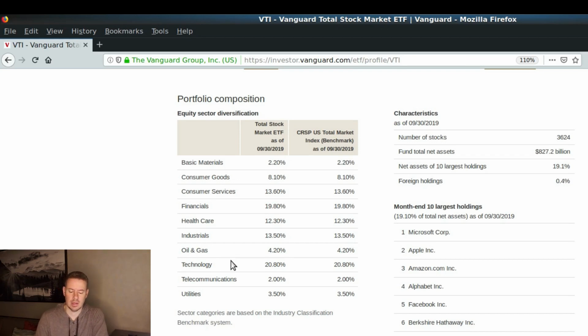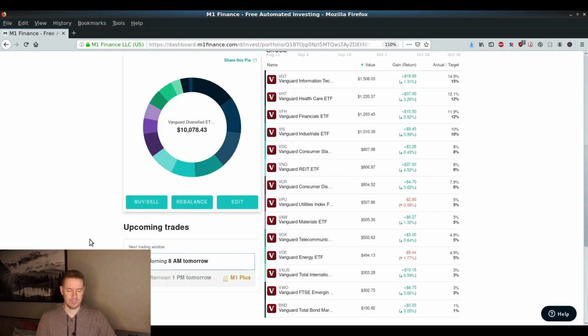You can also see that technology is 20% of the overall makeup of the VTI, and the next largest one is financials at 19.8%. Financials got hit pretty hard this year, so that's probably why it's at 20% now. And here's the rest of the breakdown as well, and it all should add up to 100%. It also looks at the largest holdings and all that stuff as well. So let's go back and look at my M1 Finance account here.